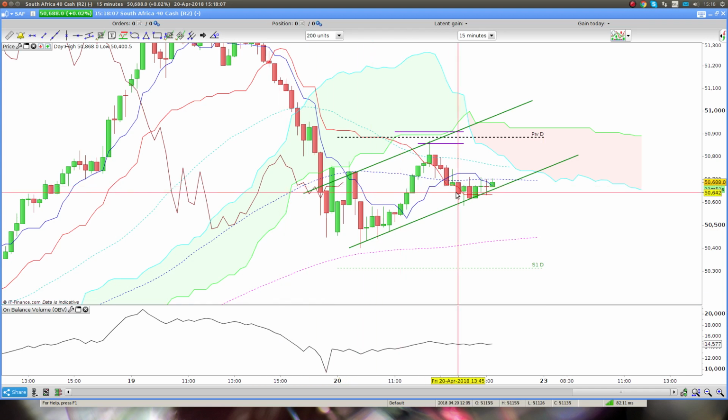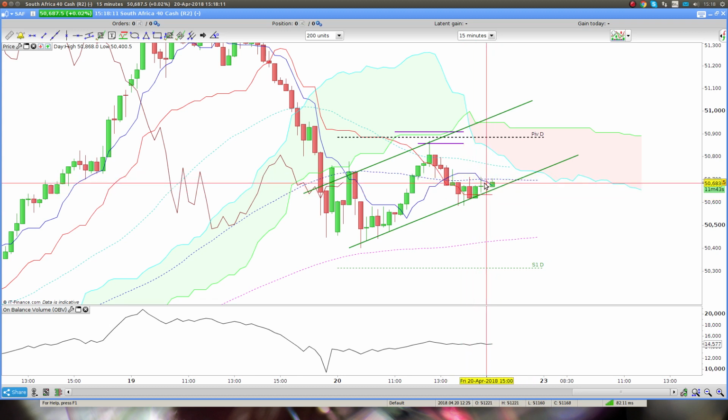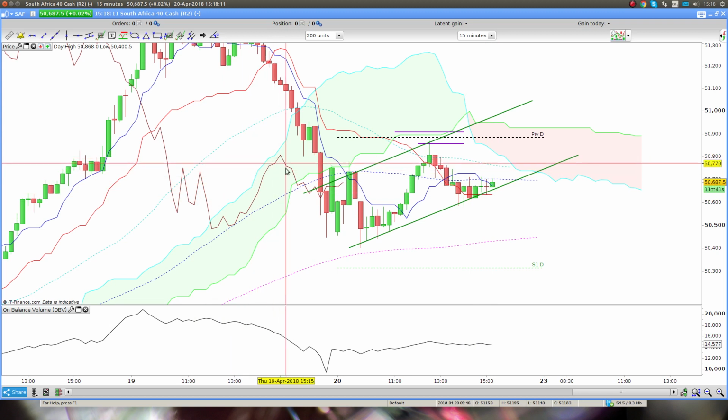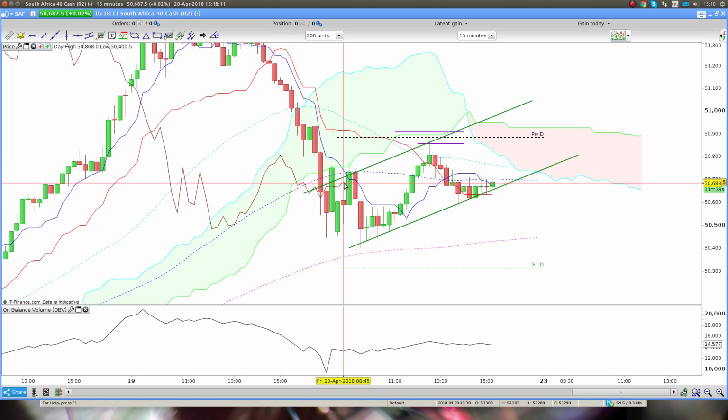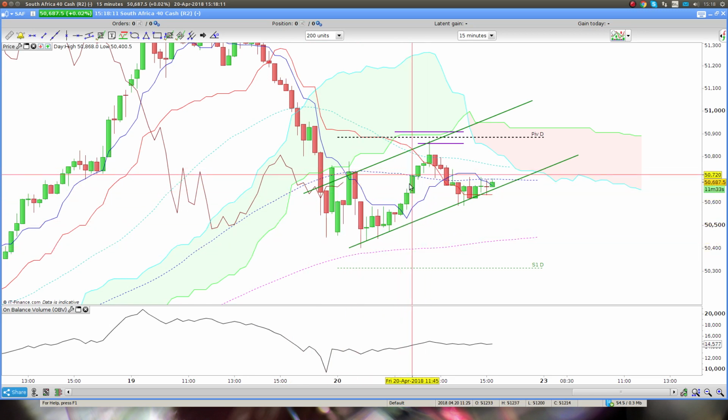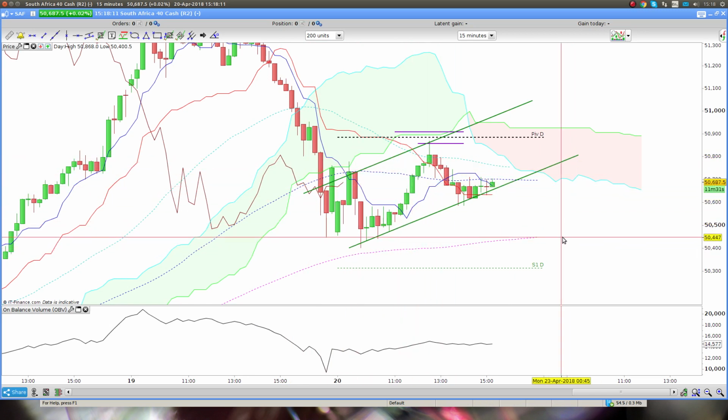Okay, you can see how price is ranging between Tenkansen and Kijunsen here. So there's Tenkansen blue, Kijunsen red, and we're ranging. We've had Span break through the cloud, and it's sitting in price. If this thing breaks below price, then this flag will be validated and continue moving down.